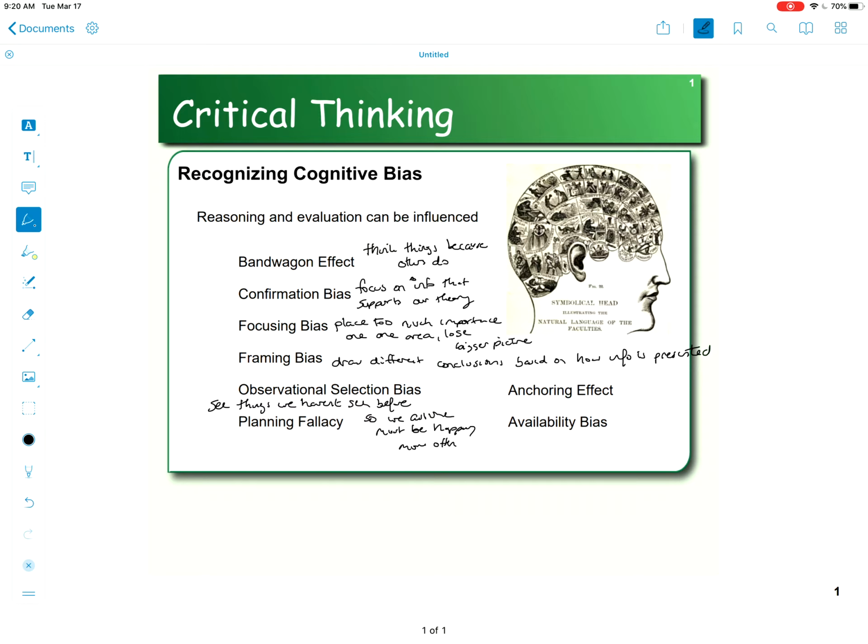The next type of cognitive bias is what is called planning fallacy. Planning fallacy is where we underestimate a task or the amount of time it will take, so completion time.